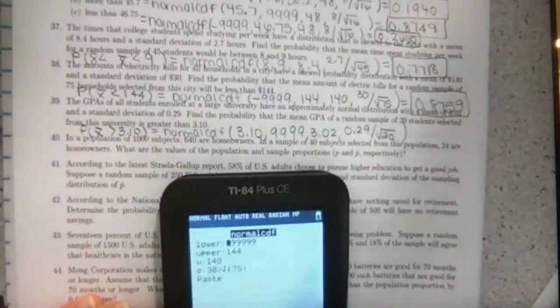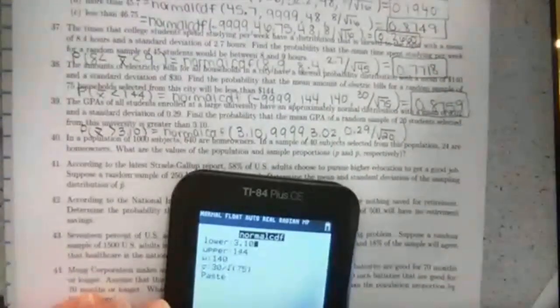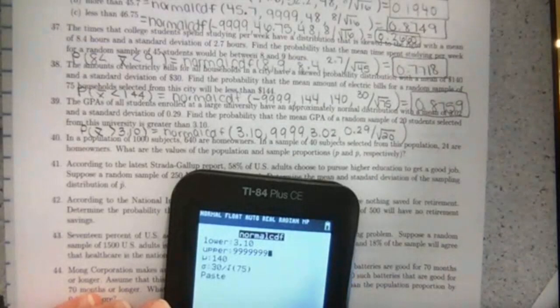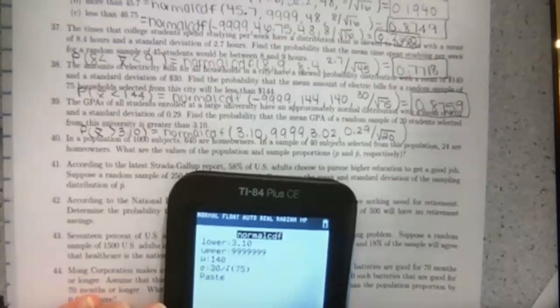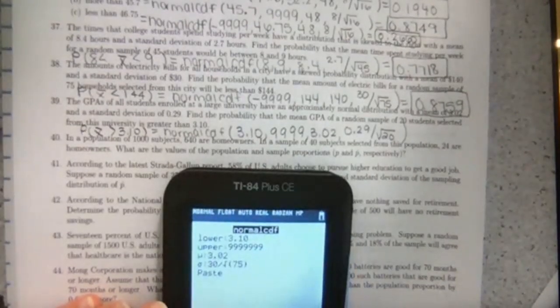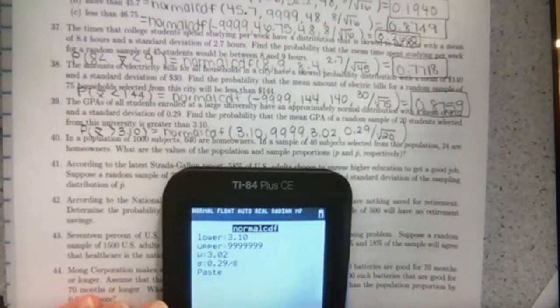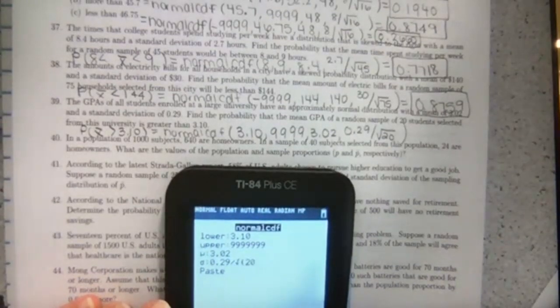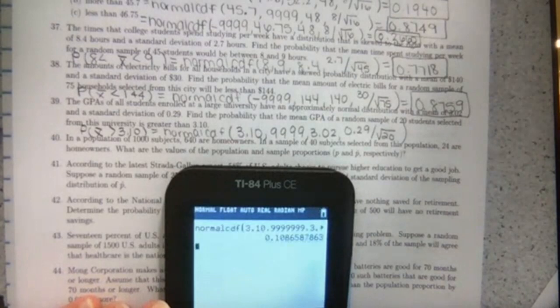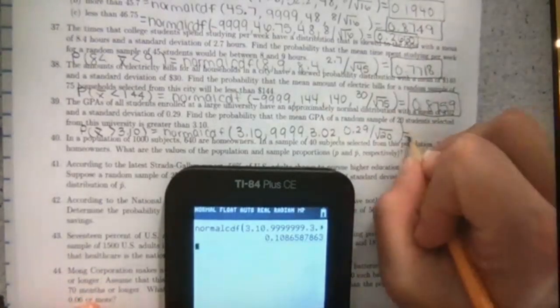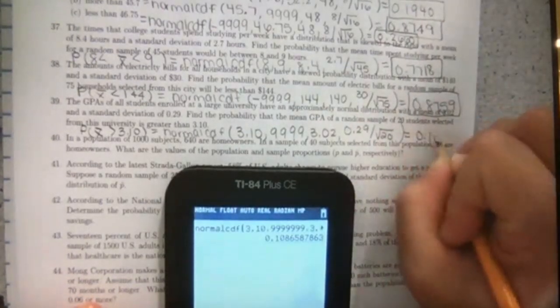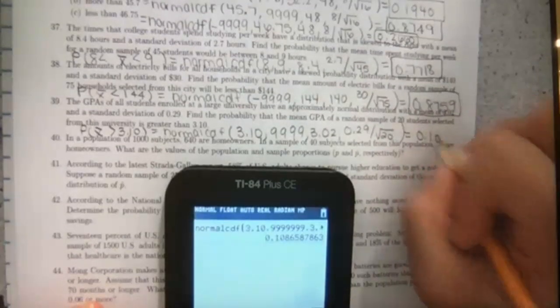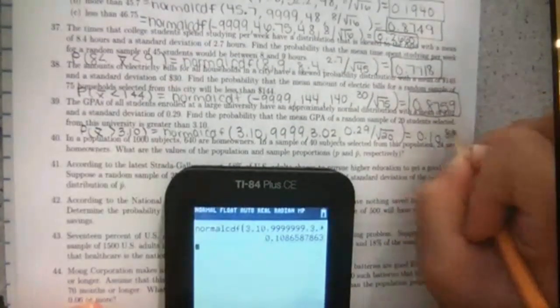Second bars, normal CDF. Lower limit's 3.10, upper limit's infinity, so 99999. My mean is 3.02. My standard deviation 0.29 divided by the square root of 20. And there's our answer, 0.10865, so 0.1087.